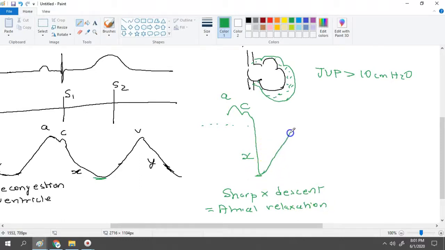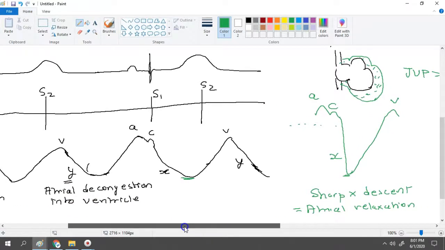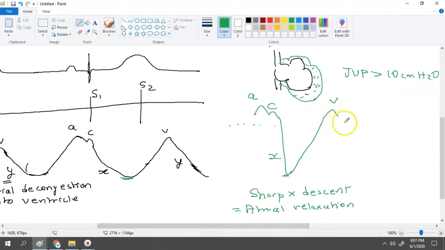Okay, blood starts accumulating here. Only thing, the V wave is also much taller because again, the ventricle and the atria are both being pressed from outside. But when it comes to the Y descent, what is the Y descent? Y descent is because of the atrial decongestion into the ventricle. Now remember, the ventricle is also under pressure. So when the atria tries to decongest into the ventricle, okay, that dip is not very significant.